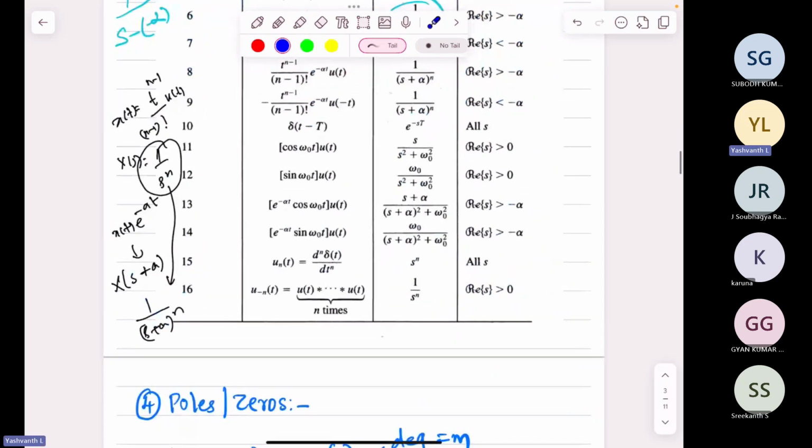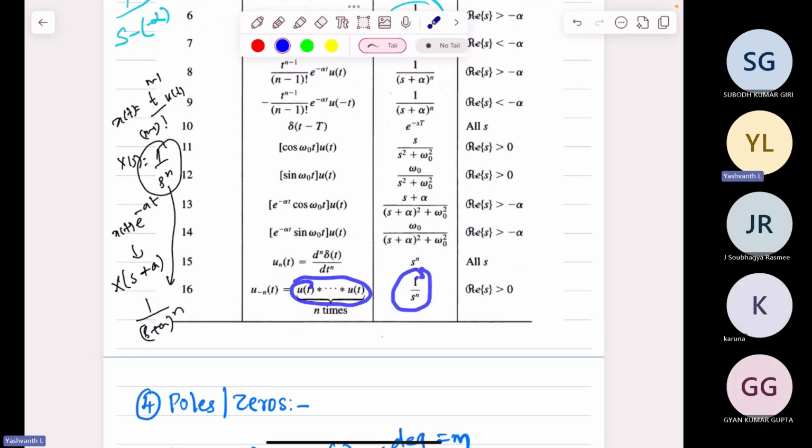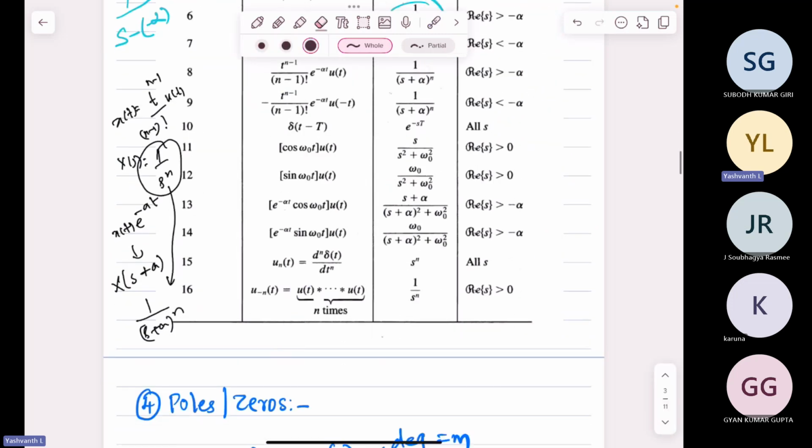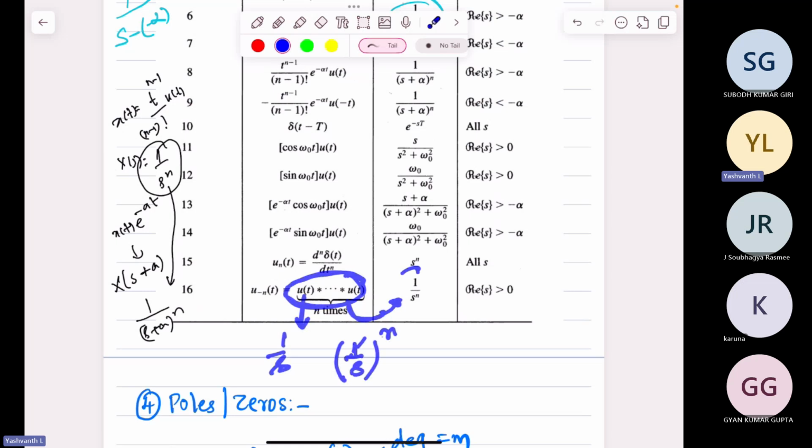Similarly, you can show that if you convolve u of t n times, then the Laplace transform will be 1 by s power n. Why? U of t has a Laplace transform 1 by s. But I told you that convolution in the time domain is the same as multiplication in the Laplace domain. So convolving u of t n times is the same as taking the product of 1 by s n times, which is 1 by s power n.